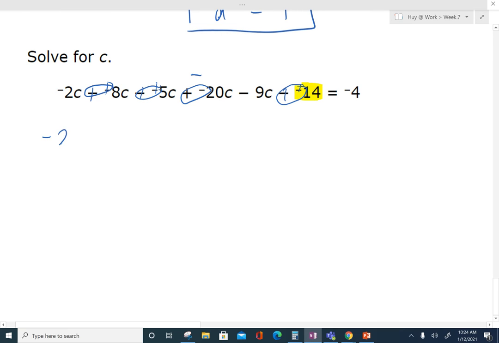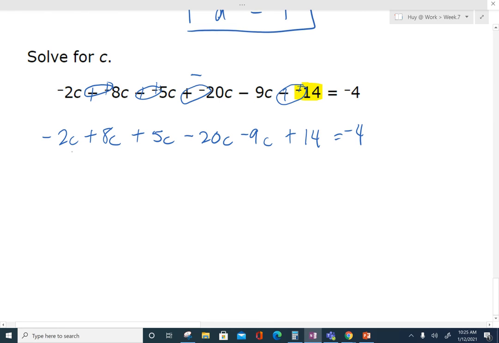Right? So we have negative 2c plus 8c plus 5c minus 20c minus 9c plus 14 equals negative 4. So what I'm really thinking right now is the amount of writing I'm doing. I'd recommend you guys use a sheet of paper and not use the scratch space that's on the app. It gives you a little bit better space and you get to write with your finger, but there's going to be a lot more writing than most lessons.